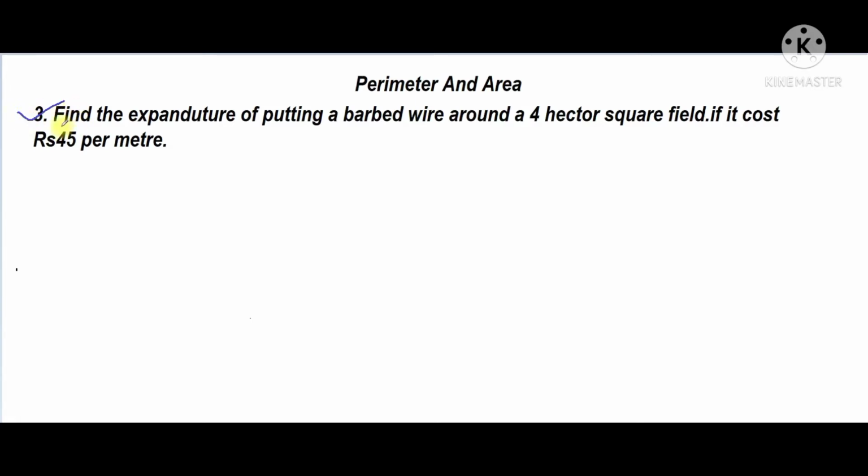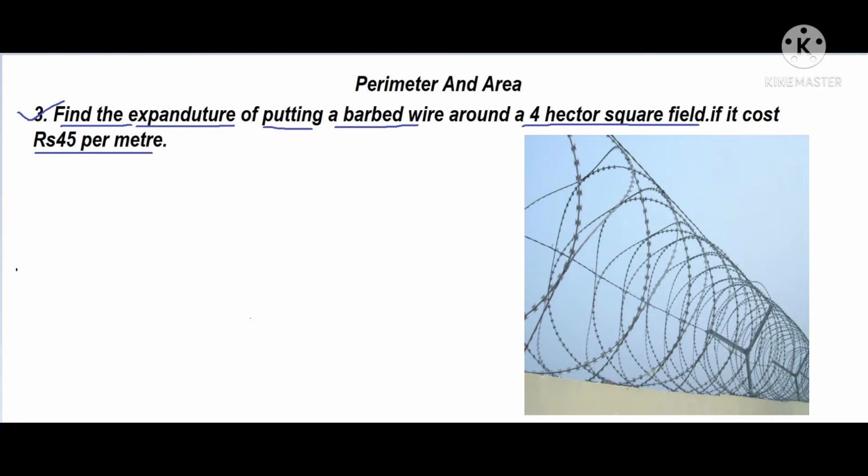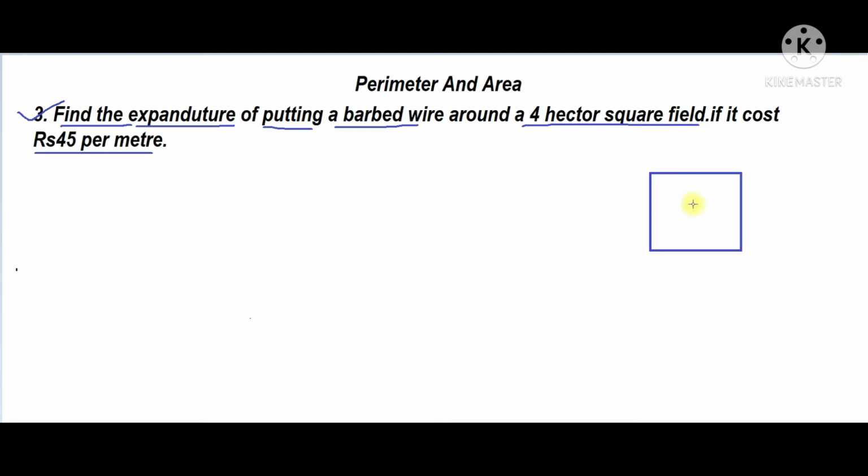So see, the question is to find the expenditure, that means how much it costs to put barbed wire around a 4 hectare square field. The field's area is 4 hectare. And if it costs rupees 45 per meter, that means the expenditure per meter is 45 rupees. Barbed wire means this type of wire, so we'll use this wire around this field.